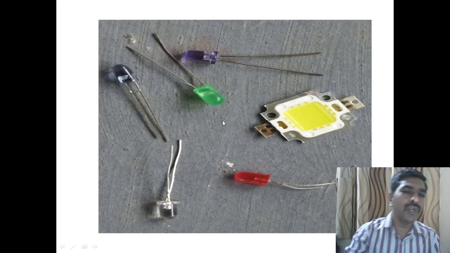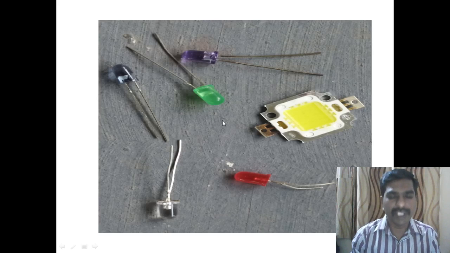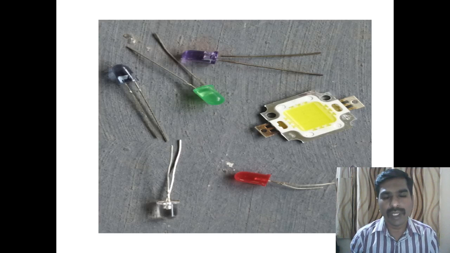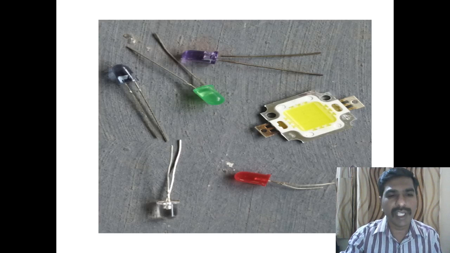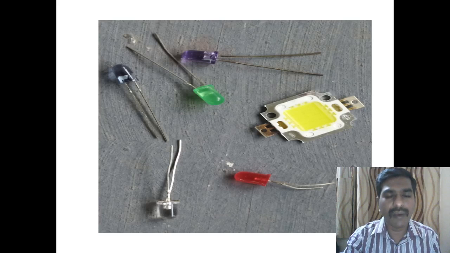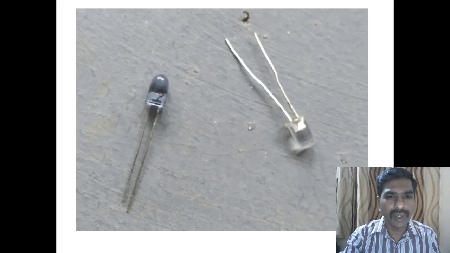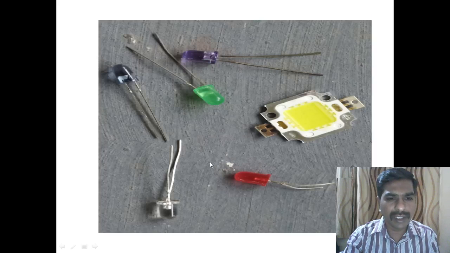All these are two terminal devices only. If you see the resistor, capacitor, inductor, diode and LED, all have two terminals. There are two connecting points, and that's a terminal. One is positive, another is negative. If you observe the length of the two terminals, one is shorter compared to the other.